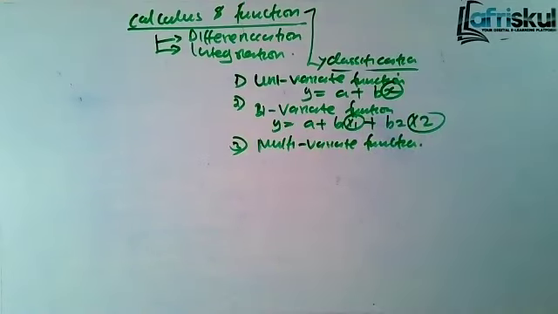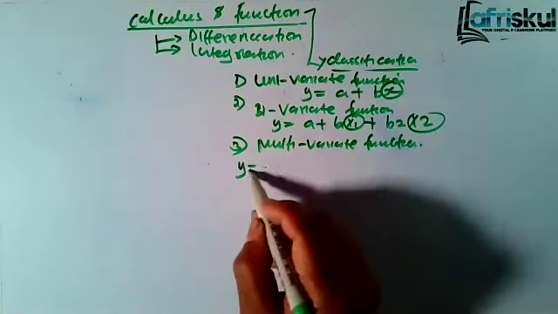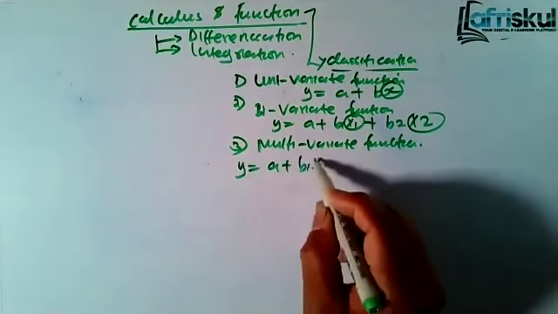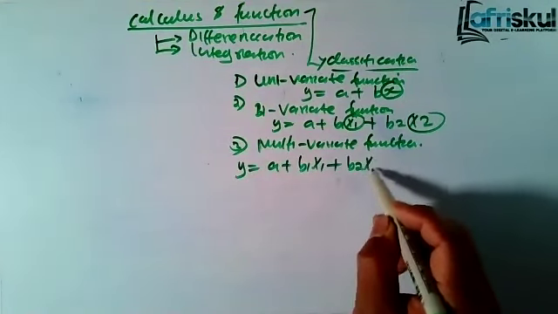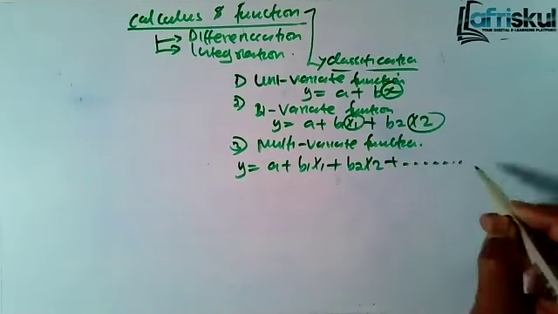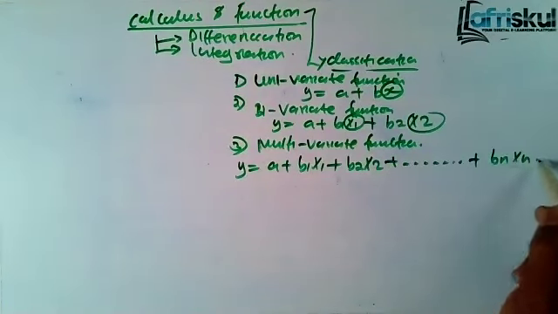Then a multivariate function is a function with at least two independent variables. In this case, we will present that y is equal to a plus b1x1 plus b2x2 plus and so on, up to bnxn. Now that's what we call a multivariate function.